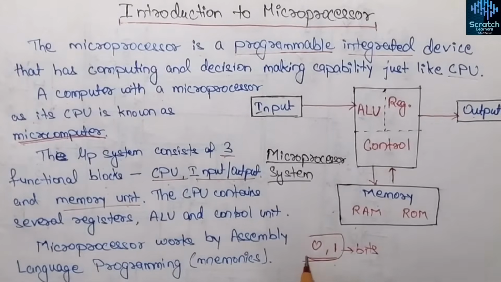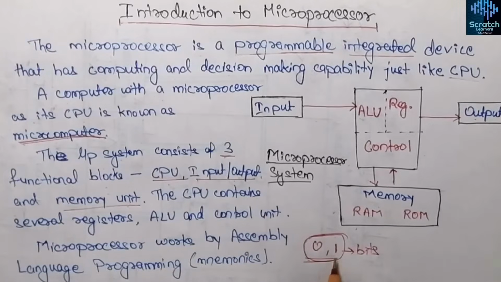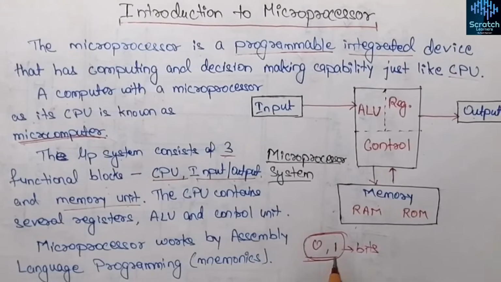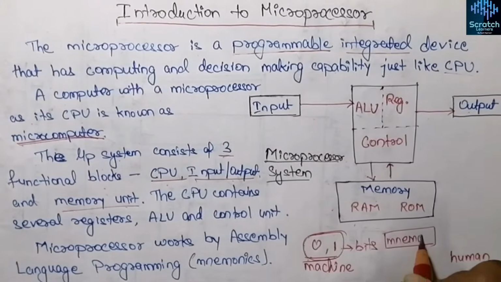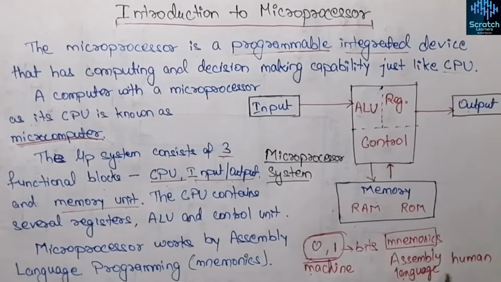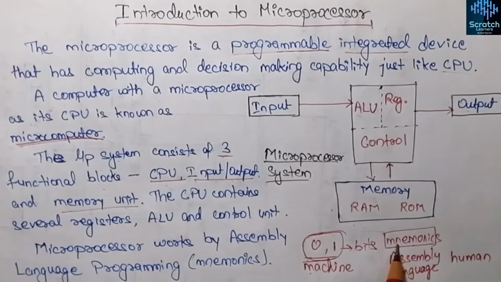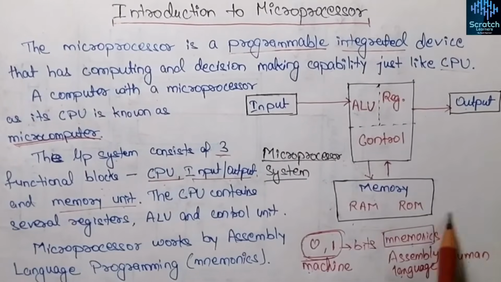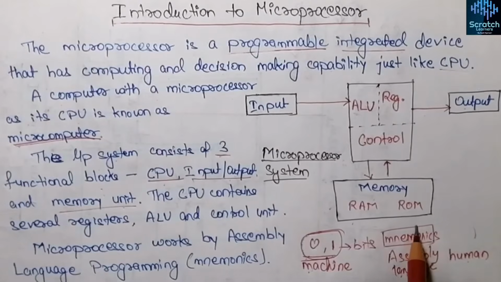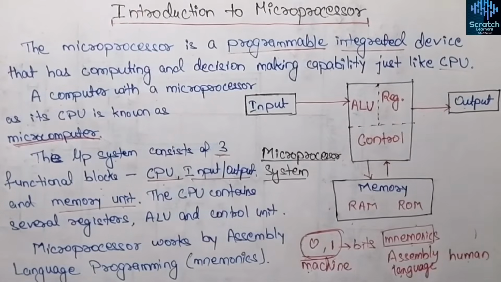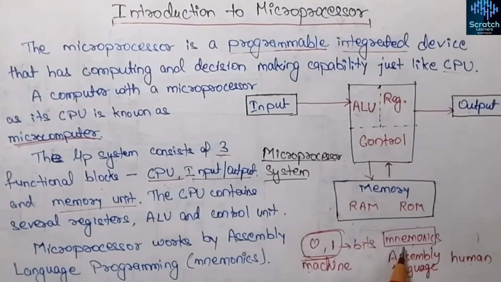We already know any machine works using the binary digits 0 and 1, but it is difficult for humans to communicate in the language of zeros and ones. So the binary instructions are given some names called mnemonics, which form the assembly language. The assembly language or the mnemonics are the communication link between the machine and the human. Whatever instruction we feed will be converted to mnemonics, and using those mnemonics, the machine will execute its work. In this way, a microprocessor system works.